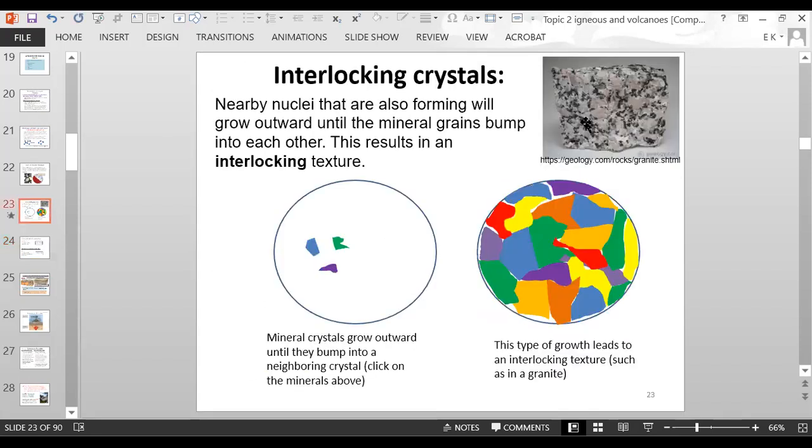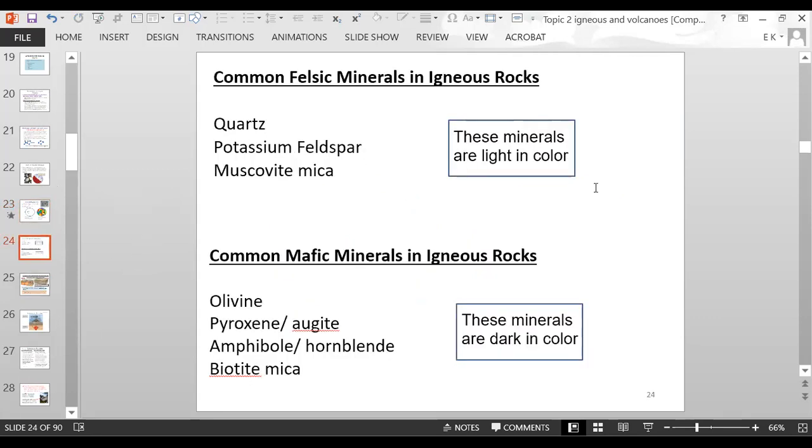So when we go back to the granite, the pink is feldspar. Some of the dark is going to be your hornblende and your pyroxene, for example. We're going to go more into these minerals during lab though, and then you'll see more pictures of them.